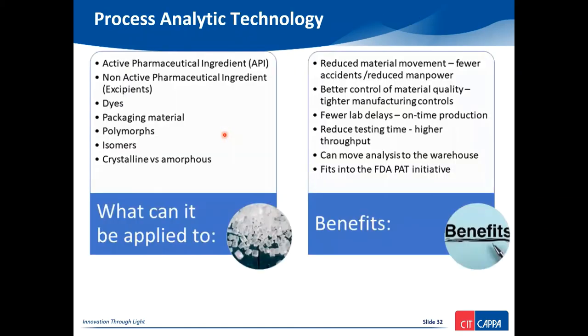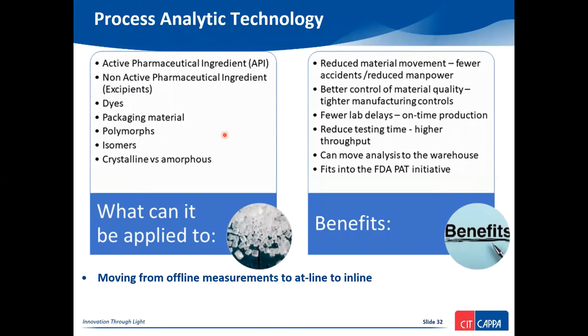In terms of process analytic technologies, again, we're looking for the fingerprints of the key compounds of interest, which can range from pharmaceutical ingredients to dyes, to packaging elements and so on. And this has a number of key benefits: better quality control, in a nutshell, around reducing testing time.